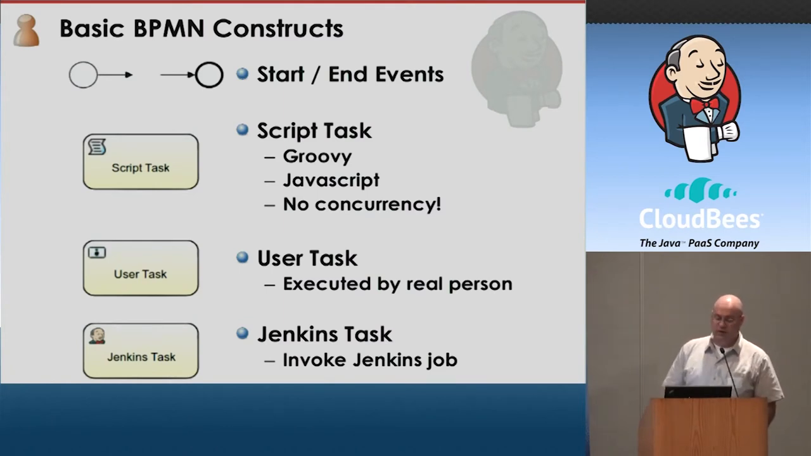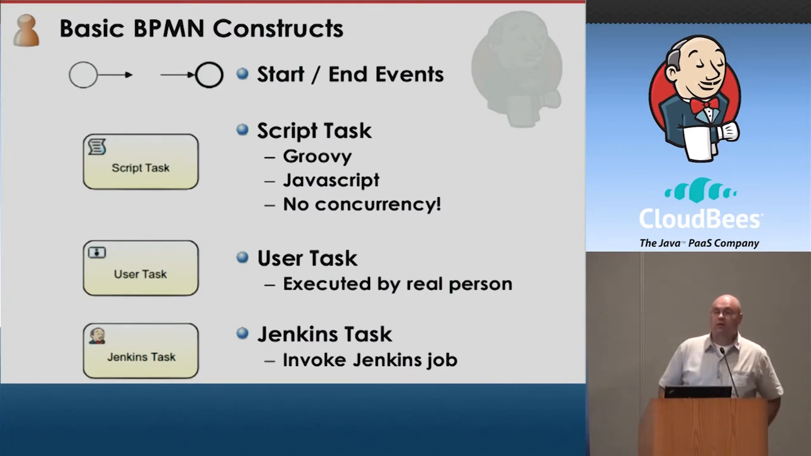Important BPMN constructs are the start and end events. A script task allows you to define an arbitrary script which executes. The current implementation I use supports Groovy and JavaScript. The interesting thing here is that even if two script tasks are put in parallel, there is no real concurrency, because the workflow engine will execute only one at a time.